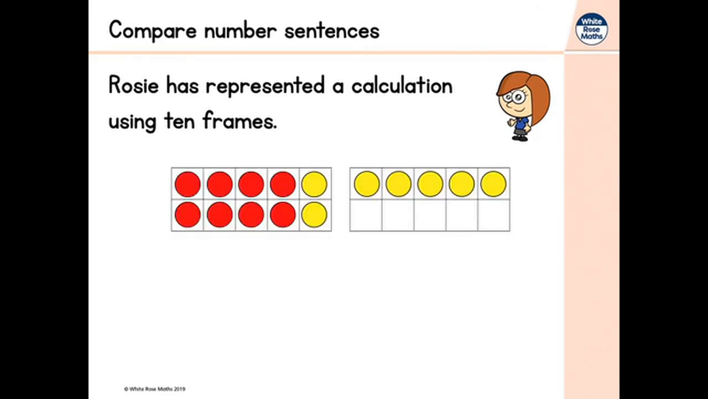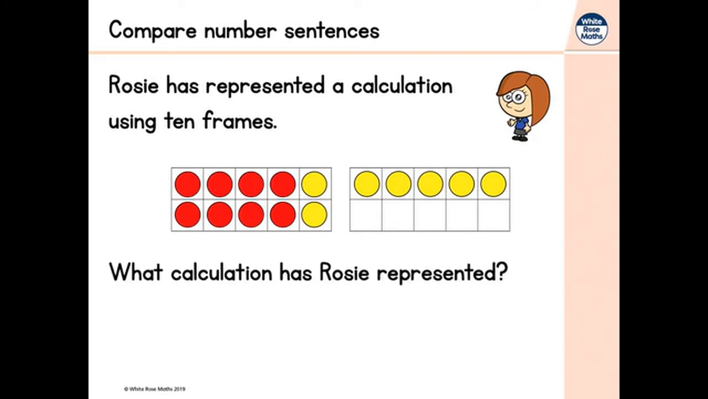She used 2 different colored counters. Can you see? What calculation has Rosie represented? How many red counters are there? That's right, there are 8. And how many yellow counters are there? Exactly, there are 7. And what calculation do you think Rosie is doing? She's adding them together. She's showing us 8 plus 7.